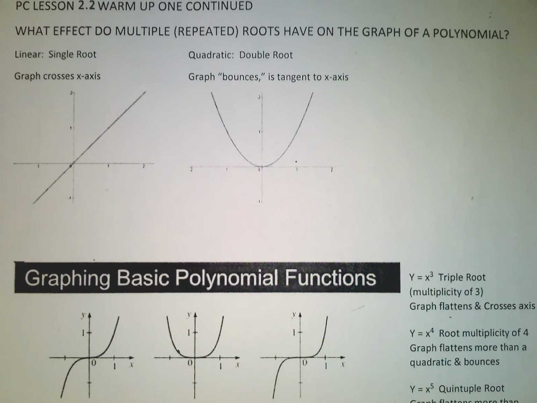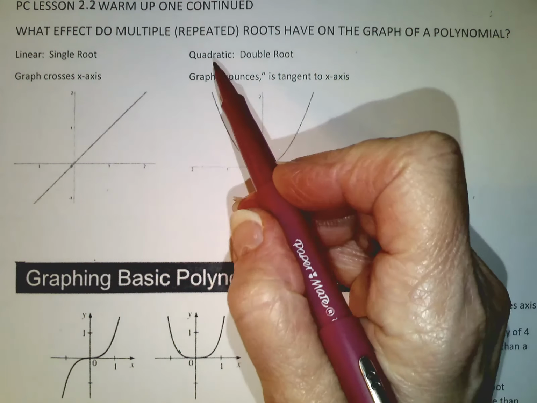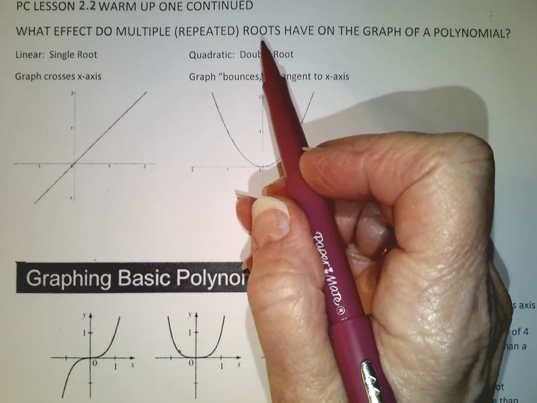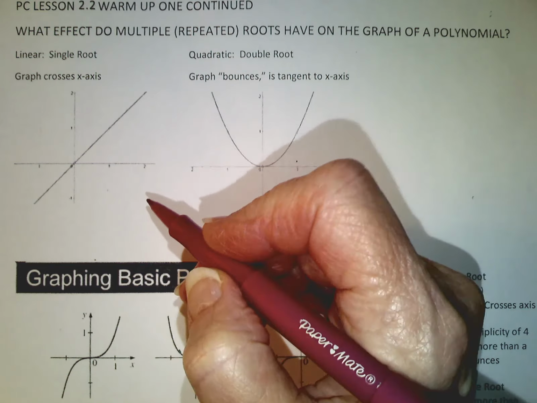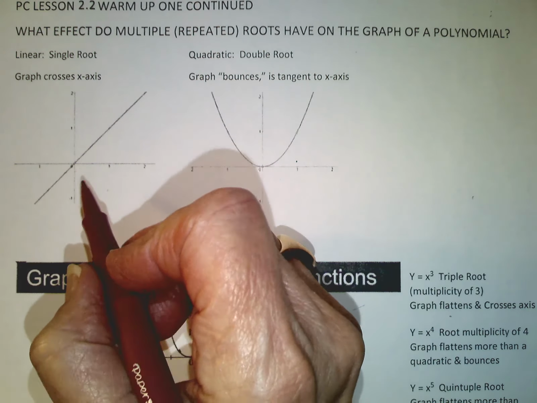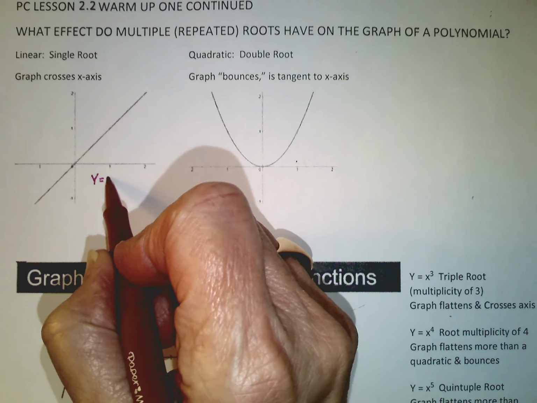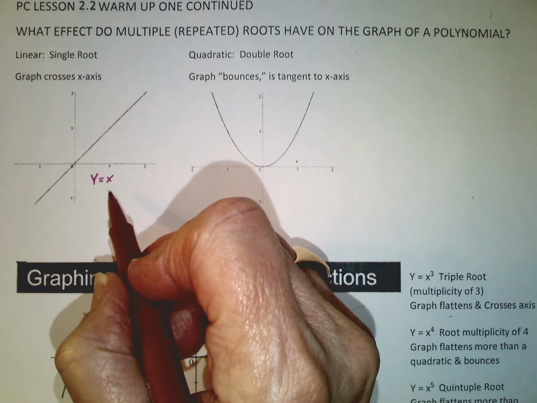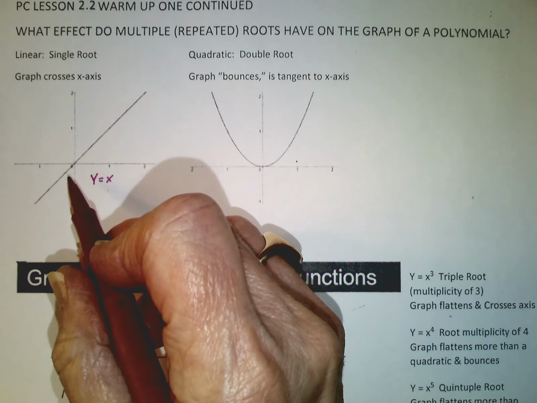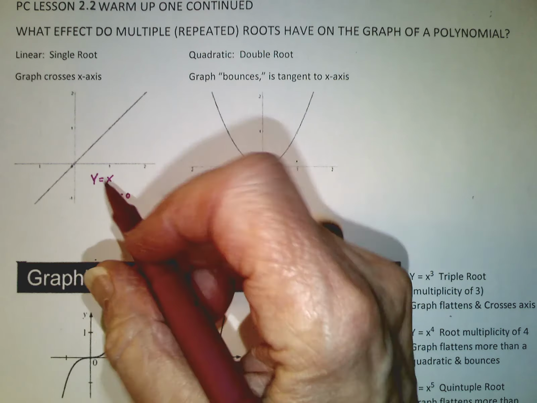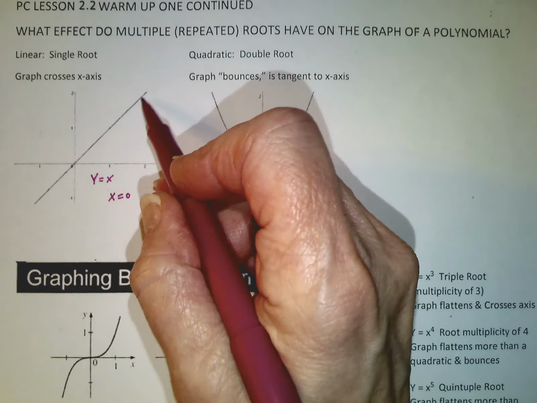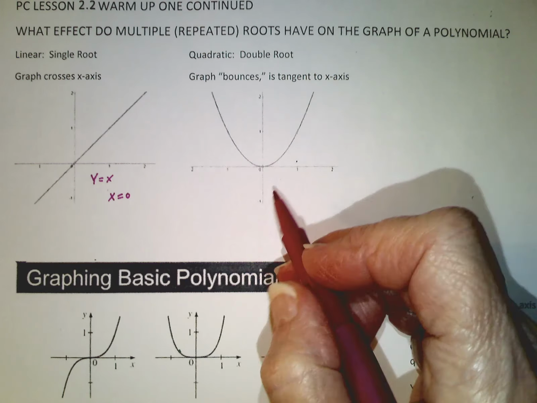So today we're supposed to investigate what effect multiple roots, roots that repeat, have on the graph when we sketch the polynomials. Well, you know this one. This is y equals x. So there's one x-intercept, just x equals 0. That's a single root. Graph goes right through the x-axis, no problem.